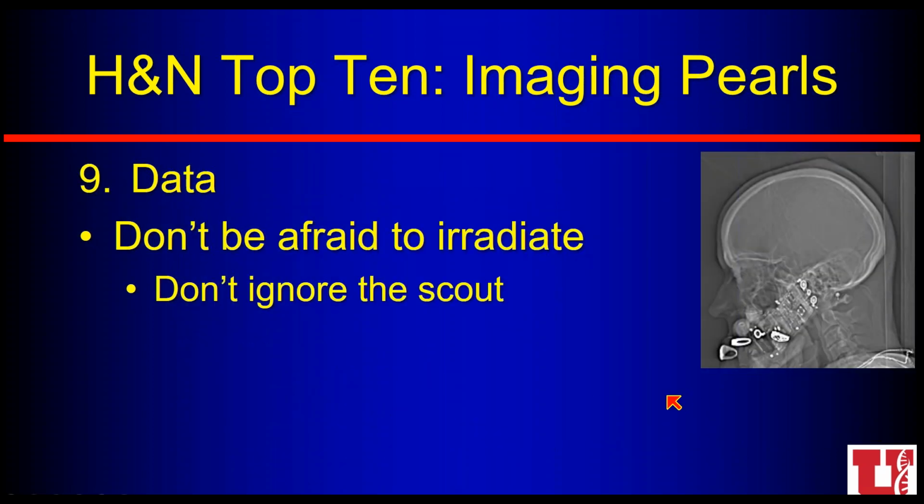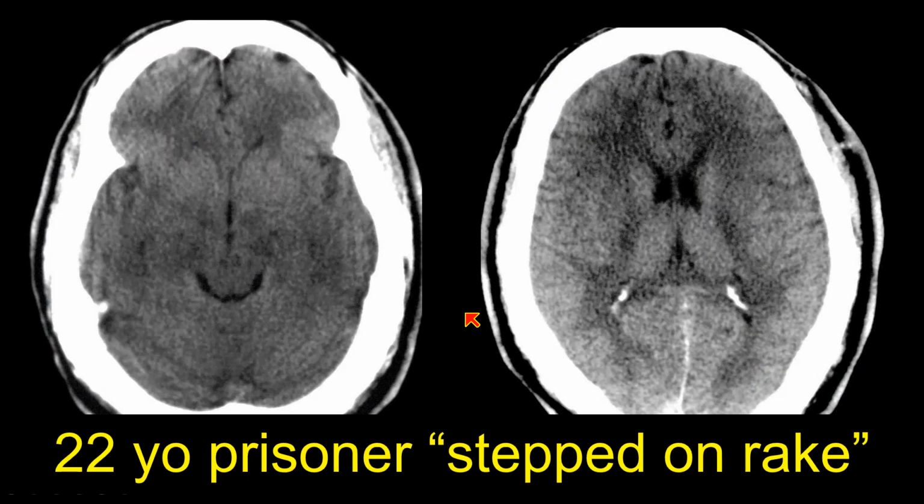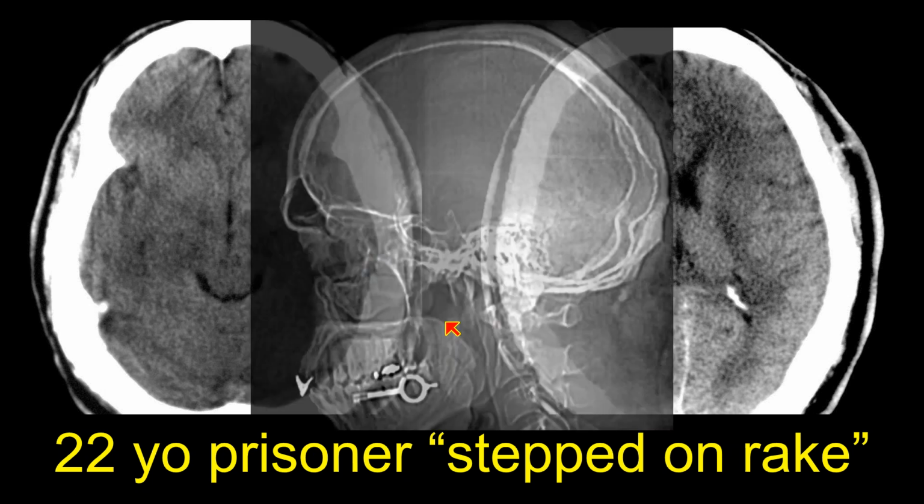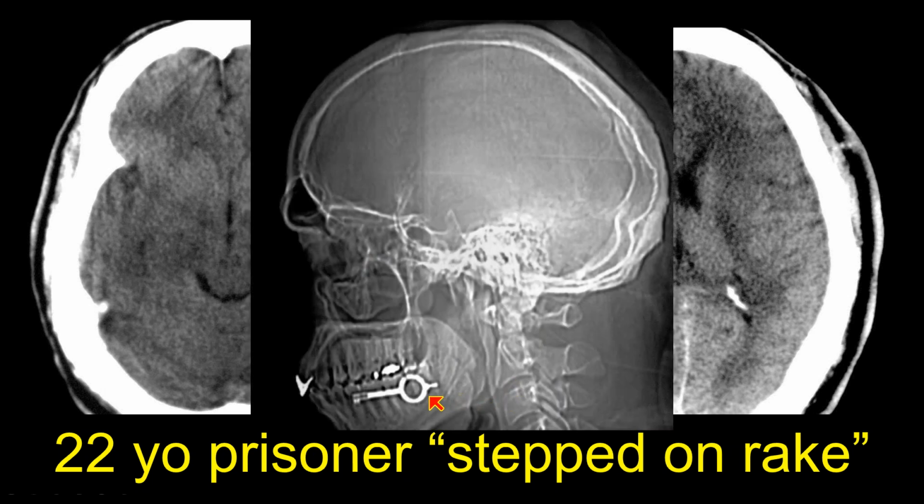But just another case, we want to be sure we don't ignore the scout on all our studies. Just like the scanogram on the MRI, sometimes the finding may only be on the scout on our CT. This is a patient who came in who was a 22-year-old prisoner who said he had stepped on a rake and hit his face and had a headache. And his head CT was not very exciting, but on his scout examination, we saw that this patient actually had a key to his handcuffs in his mouth under his tongue. He was hiding it. So don't ignore the scout on your CT studies. That's very important.